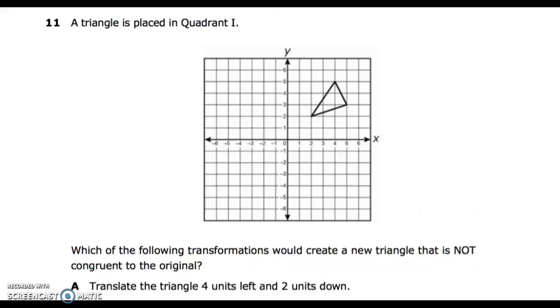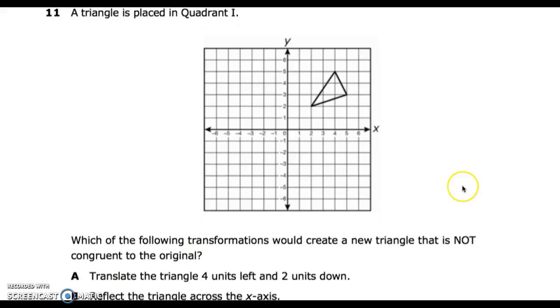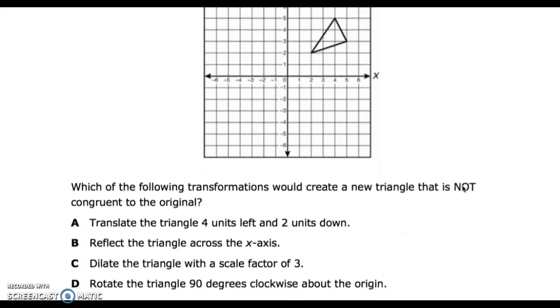Number 11, a triangle is placed in quadrant 1. Which of the following transformations would create a new triangle that is not congruent to its original? A, translate the triangle 4 units left and 2 units down. B, reflect the triangle across the x-axis. C, dilate the triangle with a scale factor of 3. D, rotate the triangle 90 degrees clockwise about the origin.